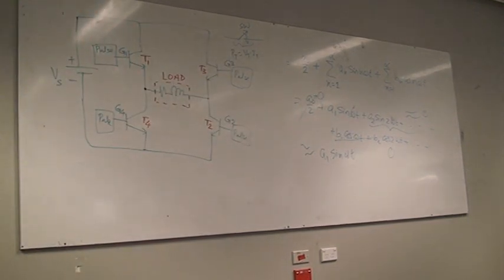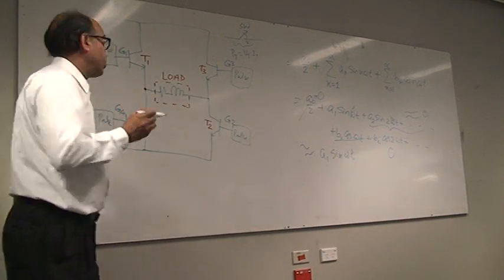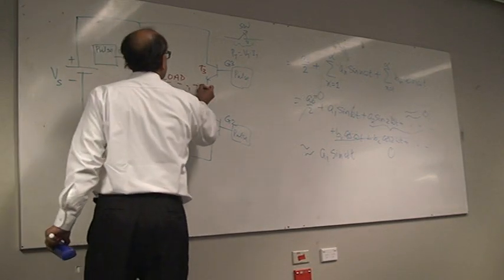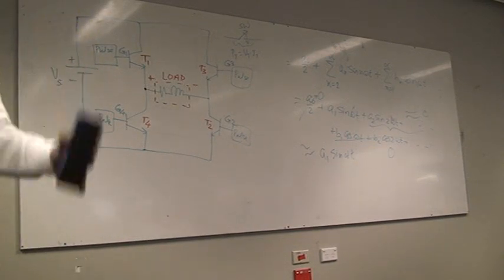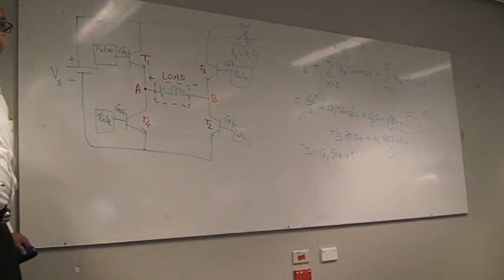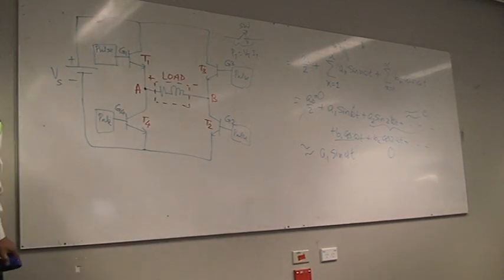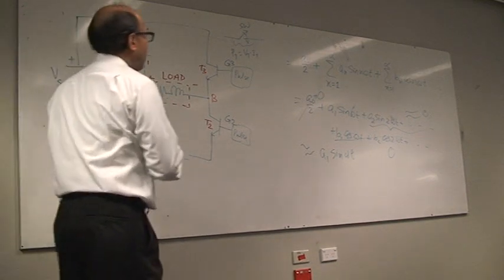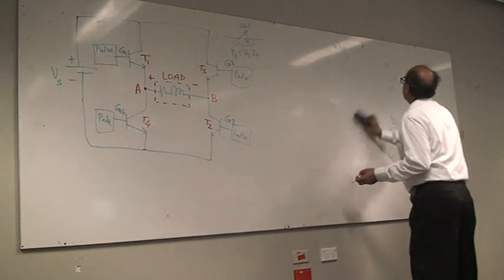In this particular situation, you want the voltage to appear across the load, plus and minus, for half of the time, half of the period. Your voltage at node A should be positive with respect to B. So how do you do that? You make T1 and T2 on. So if you make T1 and T2 on, what do you get in the circuit? I might write it again.